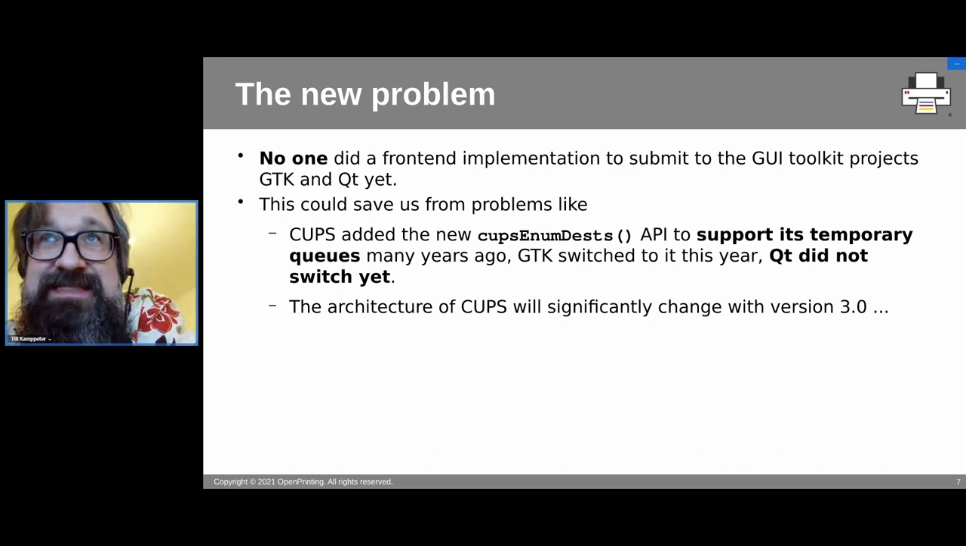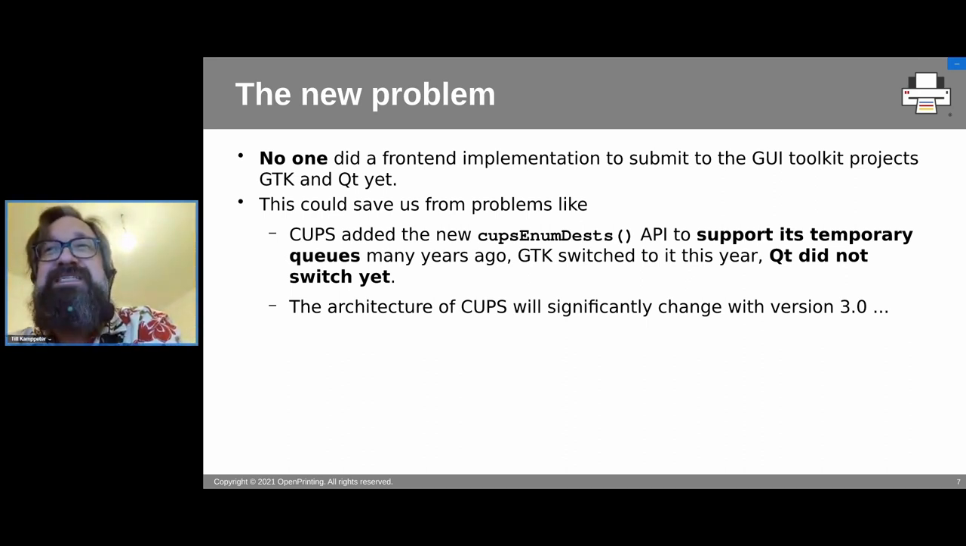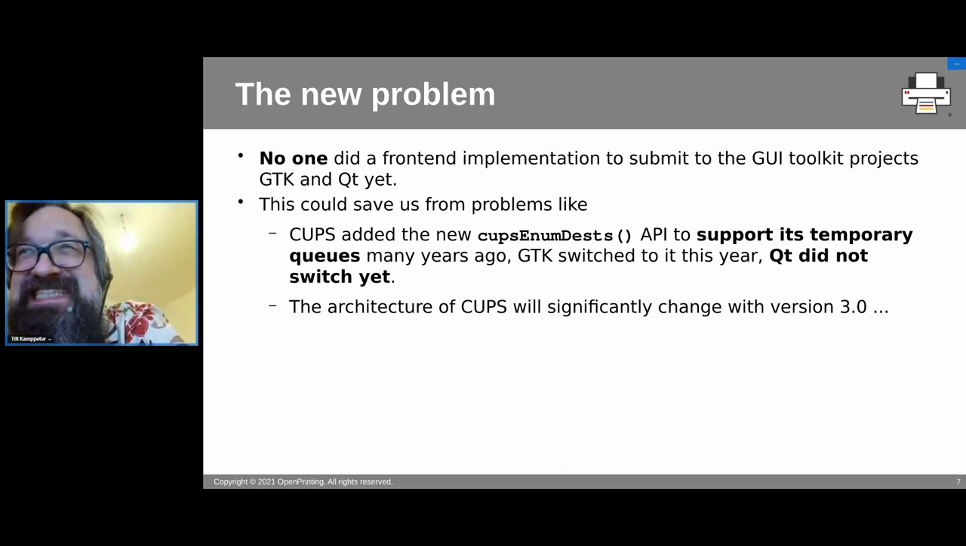This could save us from the famous problem which I have mentioned several times today. The print dialogs use the old CUPS, the stone old CUPS cupsEnumDests API, which lists only the permanent CUPS queues and not the virtual queues for IPP services which CUPS has discovered. And for years, we have already the new cupsEnumDests API, which supports the virtual and temporary queues.